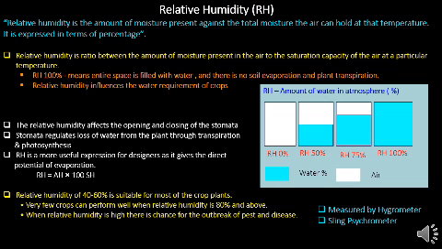Relative humidity is the amount of moisture present against the total moisture the air can hold at that temperature, and it is expressed in terms of percentage. Relative humidity is the ratio between the amount of moisture present in the air to the saturation capacity of air at a particular temperature, and 100% relative humidity means the entire space is filled with water and there is no soil evaporation and plant transpiration, and relative humidity influences the water requirement of crops.